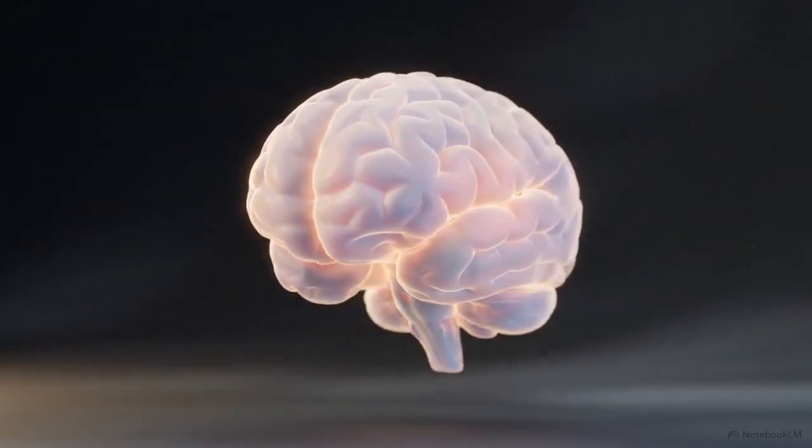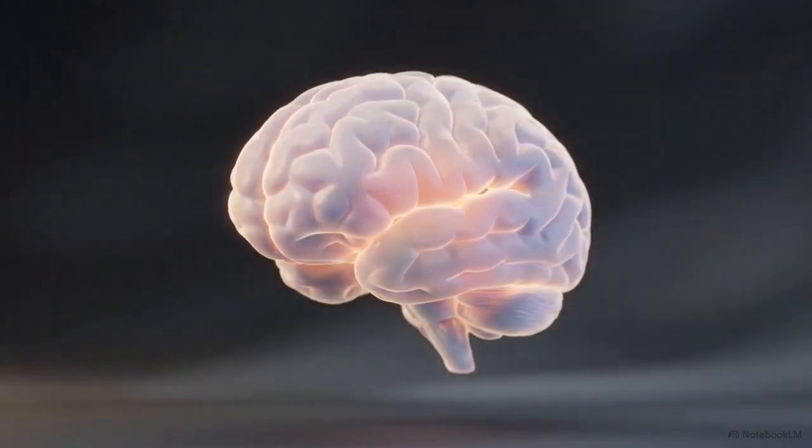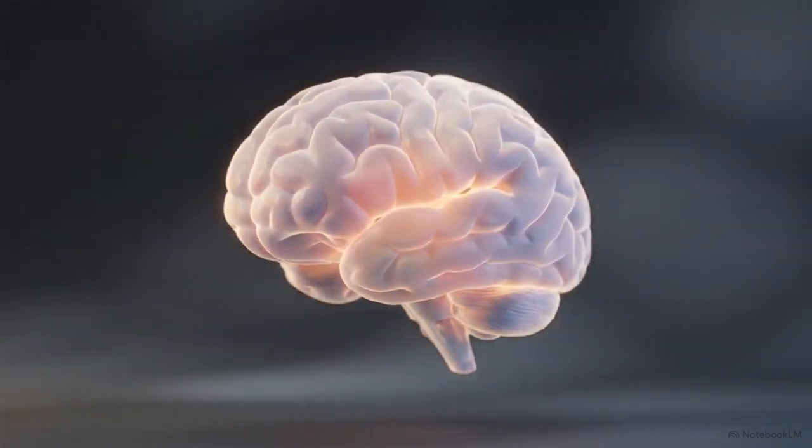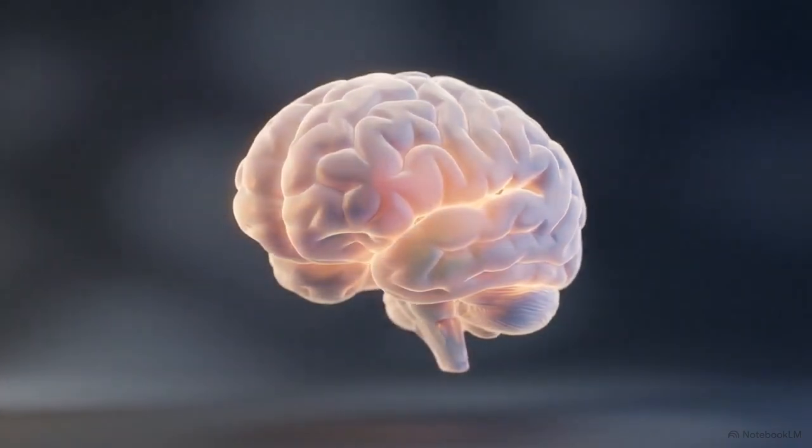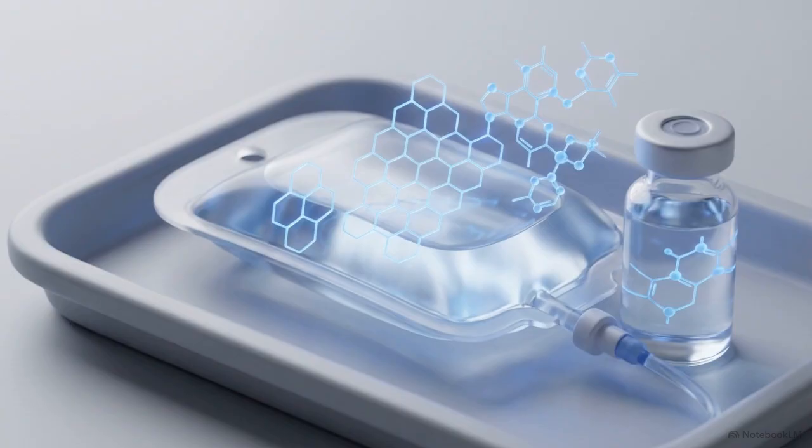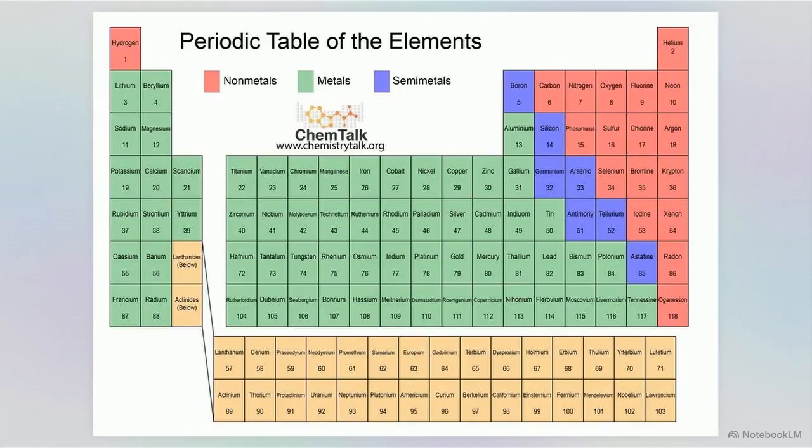When doctors use advanced machines like MRI and PET scanners to diagnose and treat the human body, they are relying on a hidden system. The chemical behaviors of the drugs and contrast agents they use are governed by a foundational structural code. This is the ChemTalk periodic table of elements.